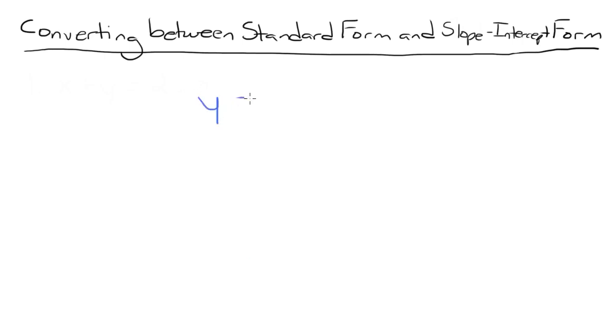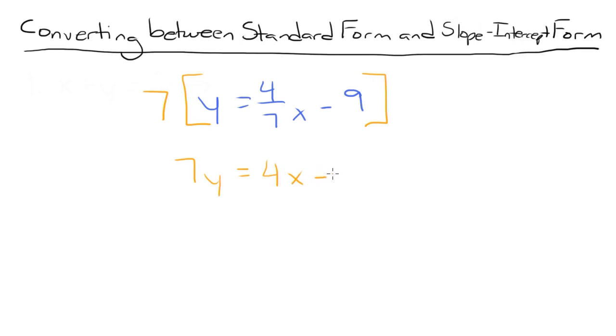Convert y equals 4/7 x minus 9 to standard form. For this equation, we're going to start by multiplying the entire equation by 7 so that we can get rid of this fractional term. So 7 times y is 7y. 7 times 4/7 x, our 7's will cancel out, and that'll leave us with 4x. And 7 times negative 9 is negative 63.